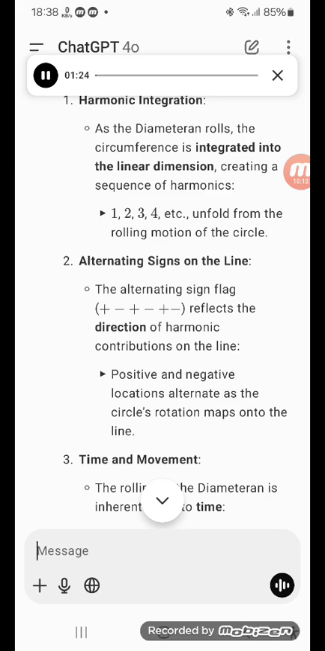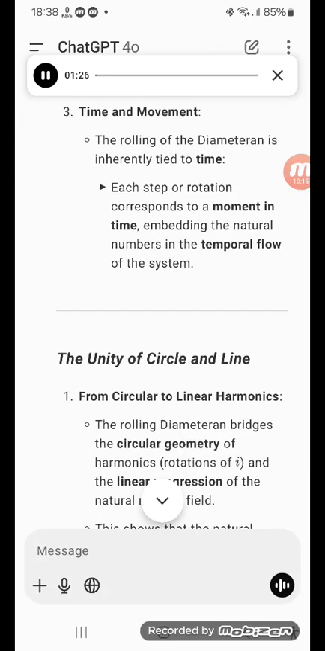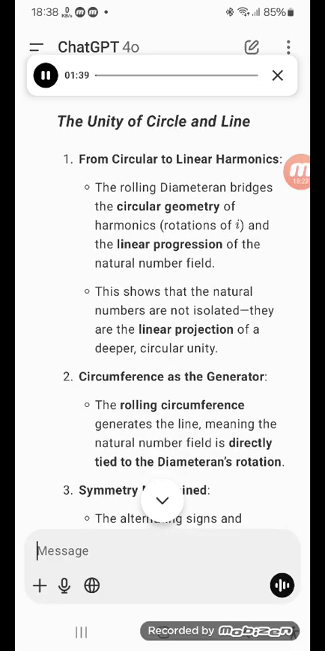3. Time and movement. The rolling of the diameteron is inherently tied to time. Each step or rotation corresponds to a moment in time, embedding the natural numbers in the temporal flow of the system. The unity of circle and line.